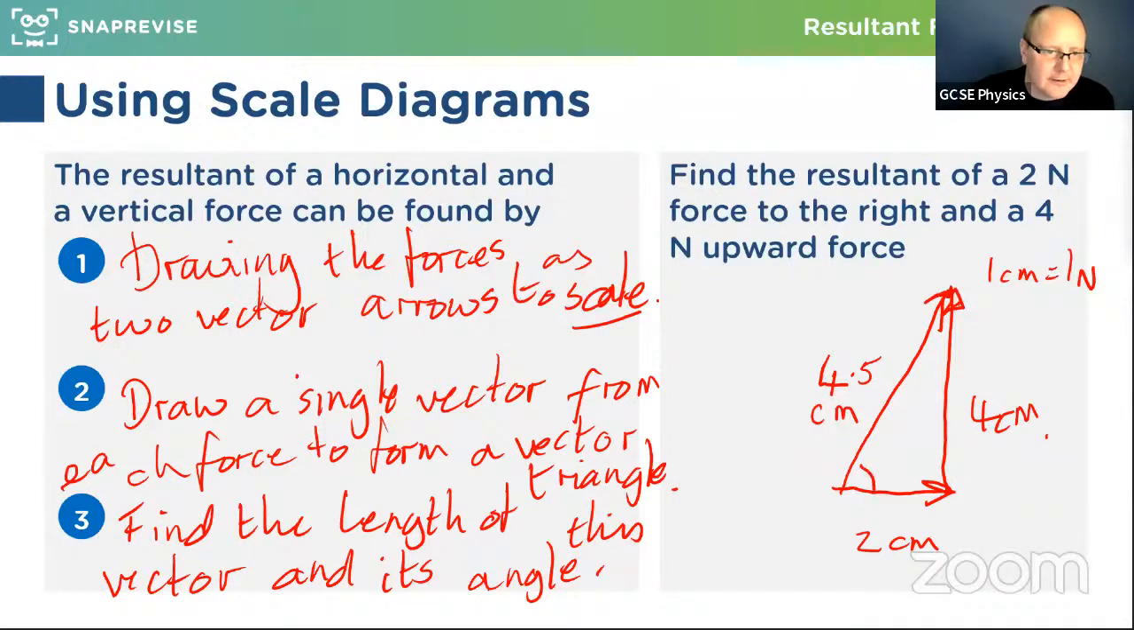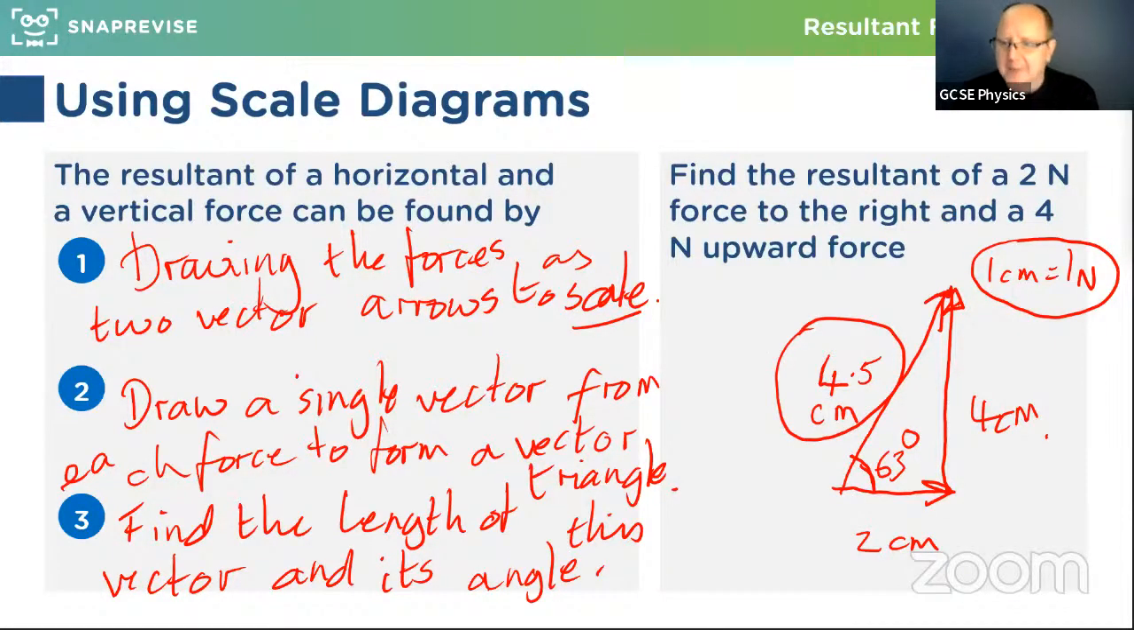We also need to find the angle here, and we can do that using a clear protractor. And the angle there, if you draw this out, you'll find to be 63 degrees. So the length of the vector is important because we're choosing a scale. And here we started off by deciding that, obviously what I've drawn isn't to scale in terms of centimetres, but we've chosen 1 centimetre to be 1 newton. So if we draw our 4 newton upward force, 4 centimetres long, and our 2 newton rightways force, 2 centimetres long, then the diagonal line joining the two together, if we measure it, we can then convert back from the length of that line to the force in newtons.